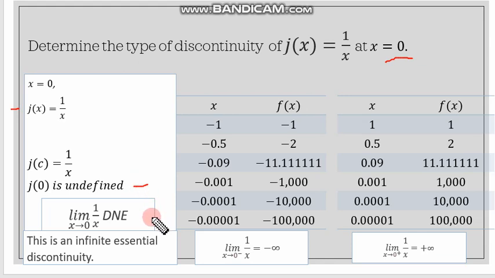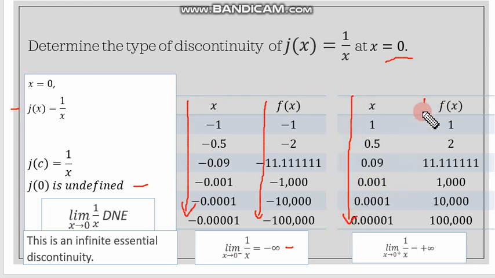So the g of c is undefined. Now, if we create the table of values, we can see that as x approaches the value of 0, the value of f of x approaches positive infinity. On the right side of the table, as the value of x approaches 0, the value of f of x approaches positive infinity. So the left side limit is not equal to the right side limit.